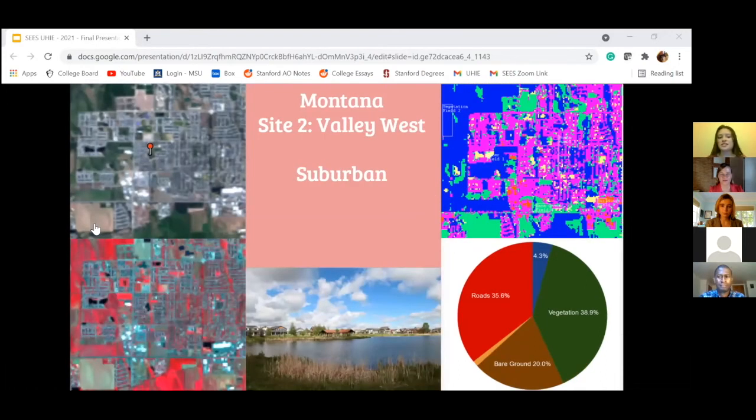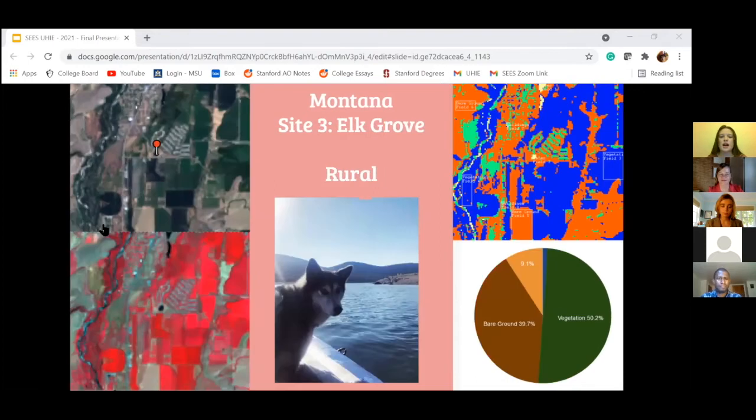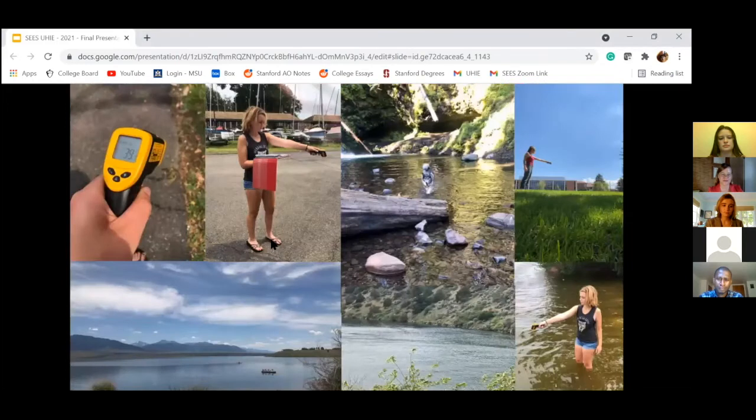Here's my suburban site, which is a pond called Valley West that has fewer buildings and more vegetation than my urban site. And then here's my rural site, which is a pond called Elk Grove in a very secluded neighborhood with a lot of vegetation and almost no infrastructure surrounding it. And then here are just photos of our sites and us collecting data.